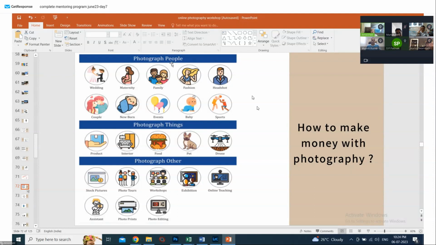Okay. Photograph people. If you're good with people, interacting with them can make them comfortable in front of the camera with your sweet talk. Go for people: portraits, weddings, fashion, family, headshots, couples, newborns, events, birthdays, weddings, anything. Sports, right? So there would be a demand for this kind of people photography, right?